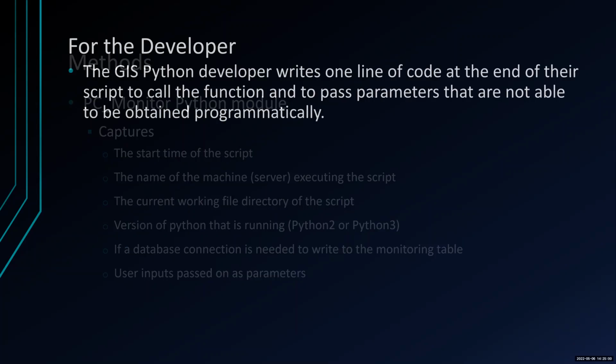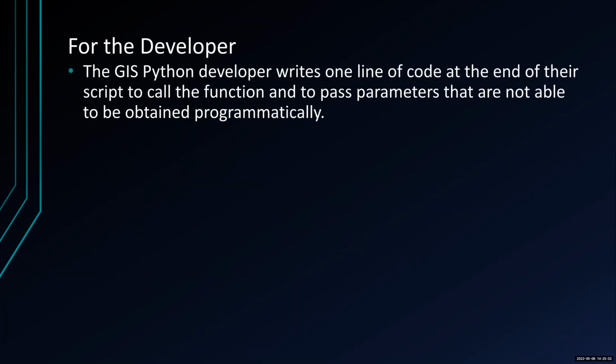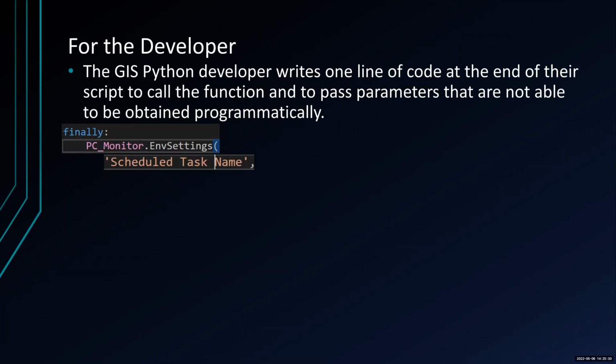So for the developer, what's needed from them is for them to write one line of code at the very end of their script and to pass those parameters in that are not able to be obtained programmatically. A lot of what you see in the dashboard was able to be obtained programmatically. So this is what that one line of code looks like at the end of a finally statement. It's the PC_monitor.environment settings function.